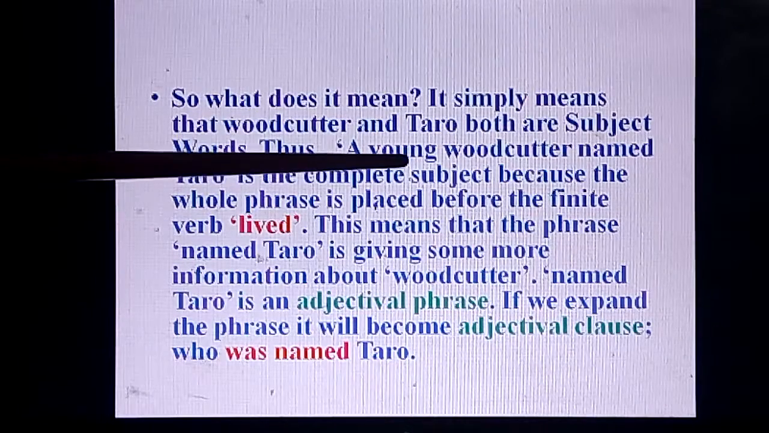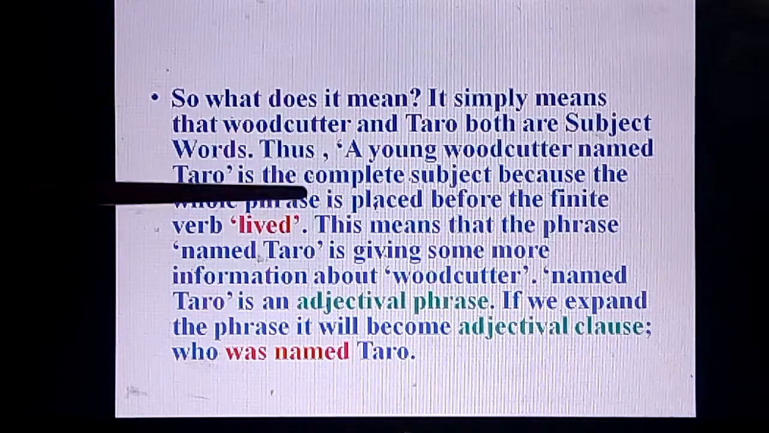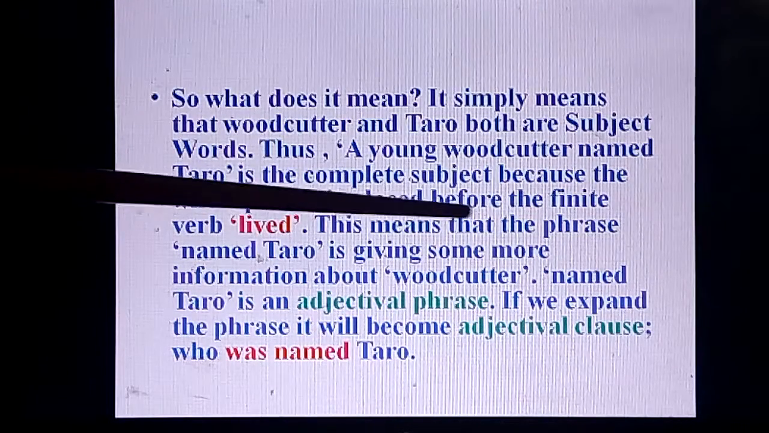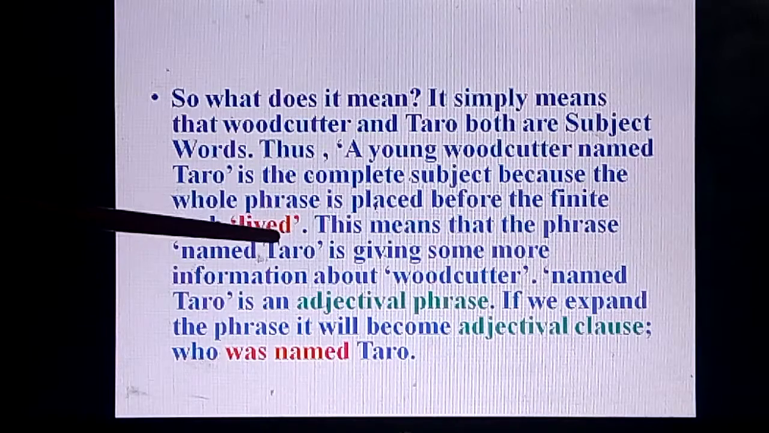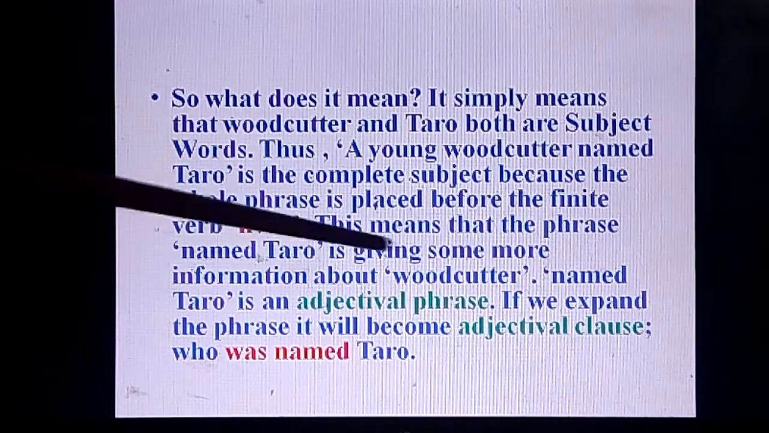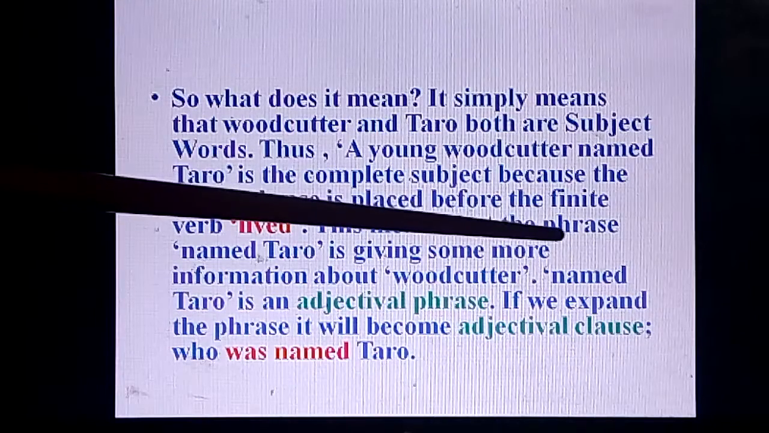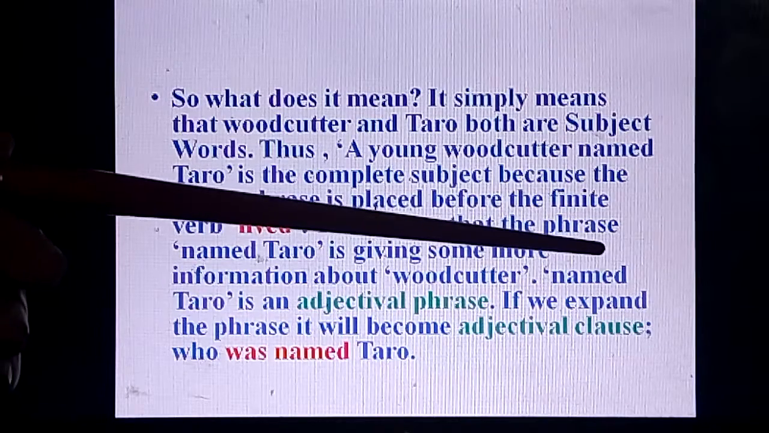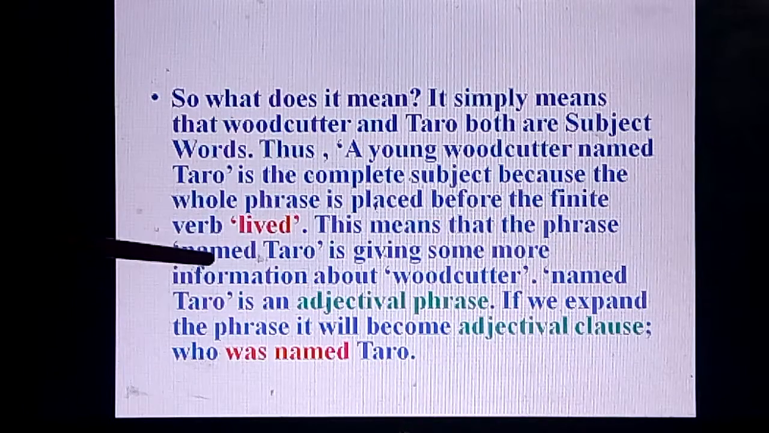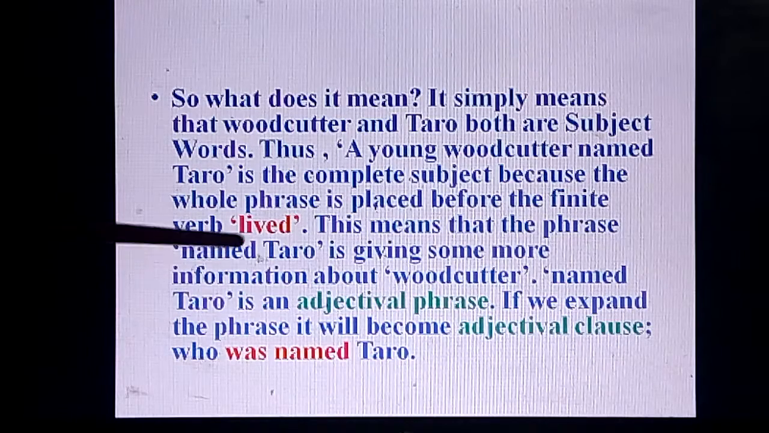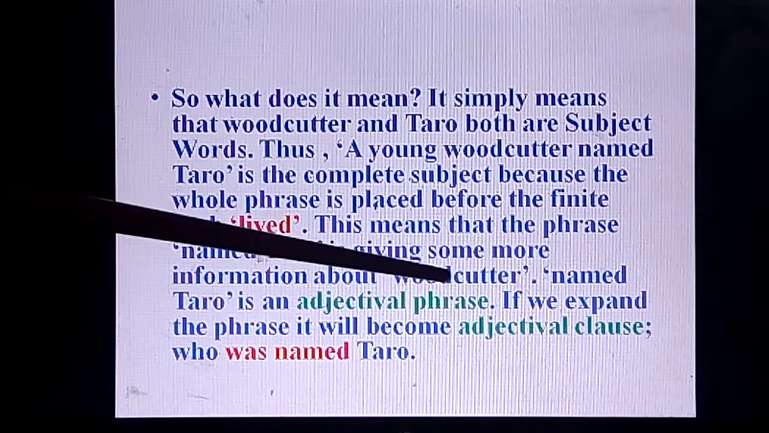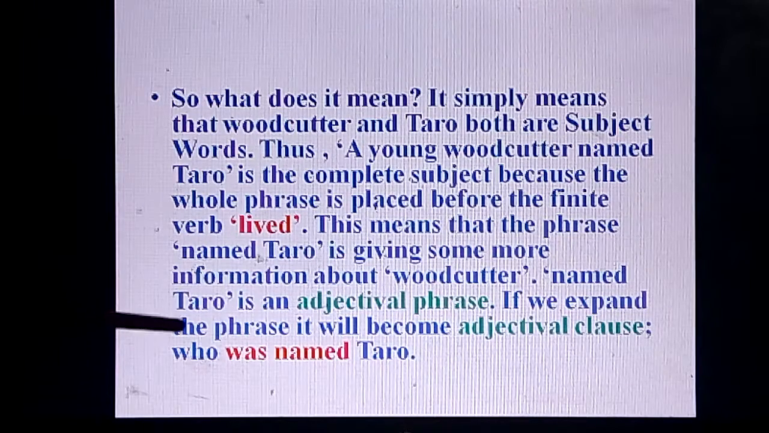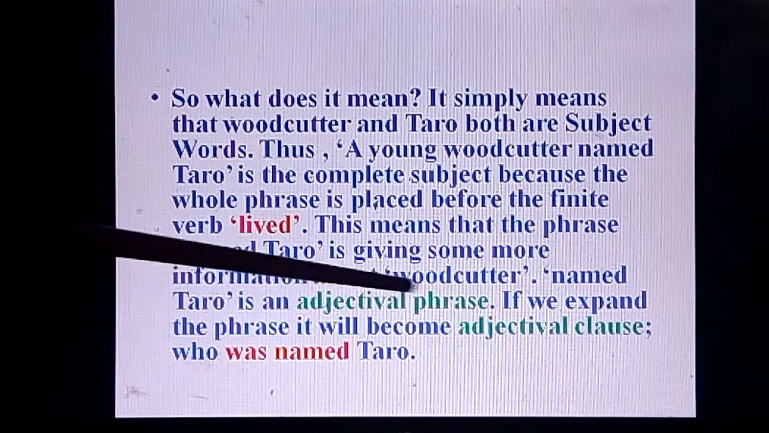And thus, a young woodcutter named Taro is the complete subject, because the whole phrase is placed before the finite verb lived. This means that a phrase is a group of words, right, that acts like one part of speech in a sentence. Okay, this means that the whole phrase named Taro is giving some more information about woodcutter, right?